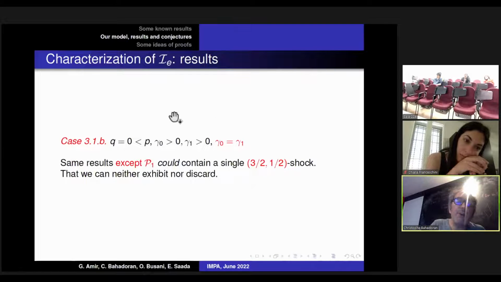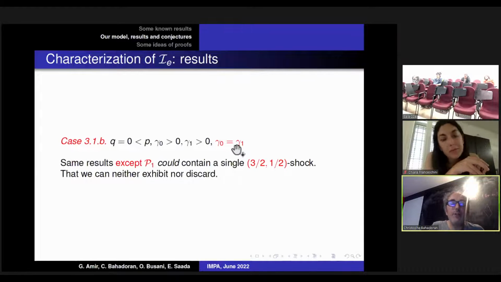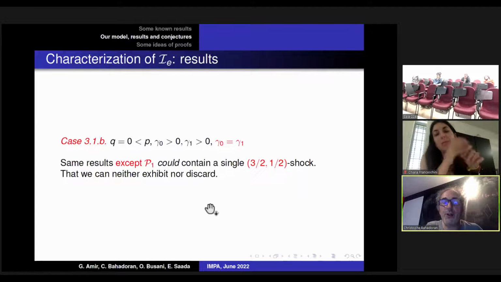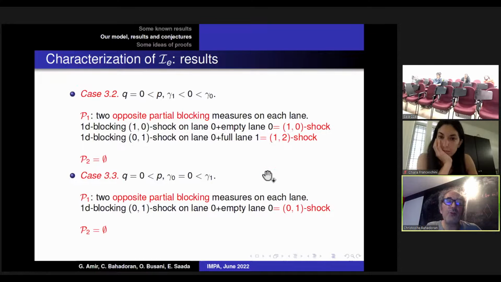And so the case that we could not completely solve when Q is equal to 0 is when gamma 0 is equal to gamma 1, because in this case we cannot quite discard the case that there could be a shock of amplitude 1.